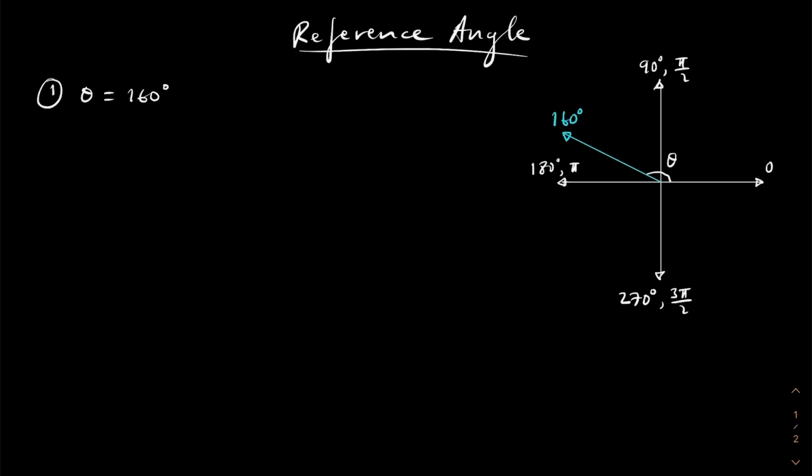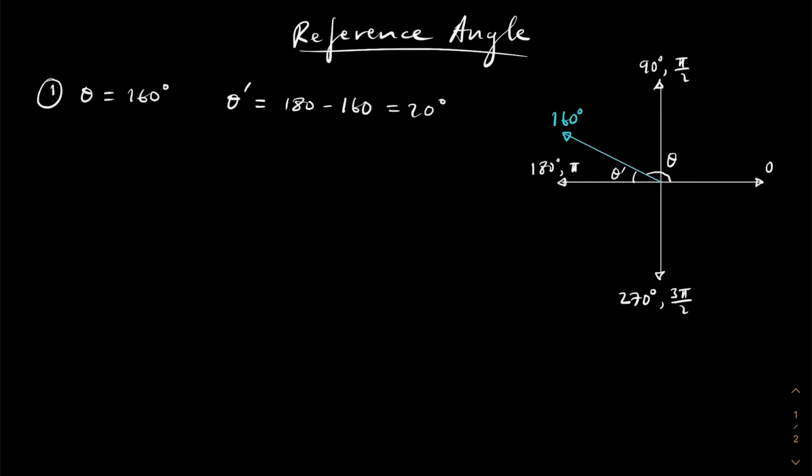And so as you can see here, the angle theta prime right here that is formed by the terminal side of this angle 160 degrees and the x-axis is what is known as the reference angle. And as you can see here, the positive value of this particular acute angle is going to be equal to 180 minus 160. And that would give us 20 degrees. And so in this case, theta prime equals 20 degrees is the reference angle to the angle 160 degrees.